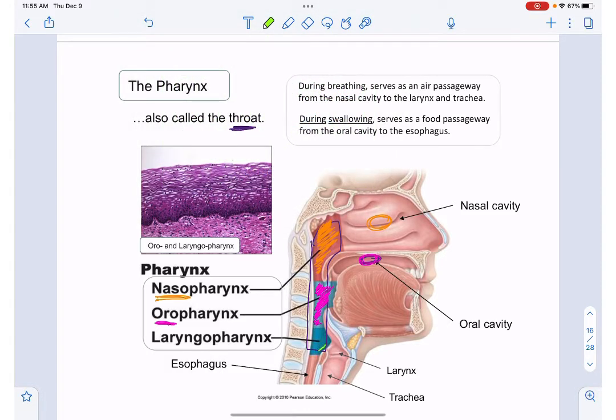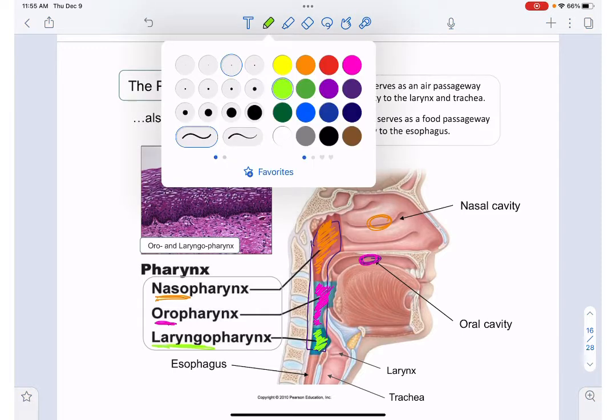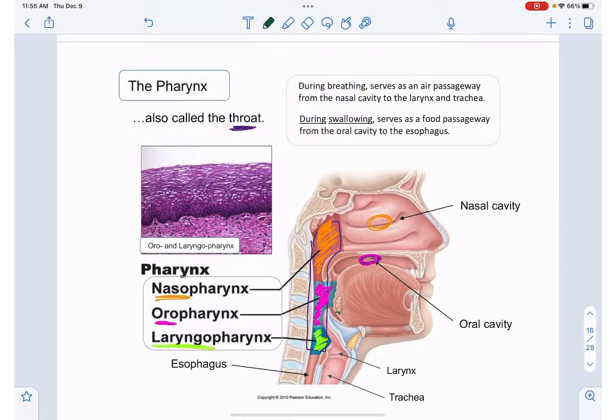And then the last region is called the laryngopharynx. And the reason it's called the laryngopharynx is because it's right in back of this structure right here, which is part of the respiratory system that we call the larynx. And the larynx is composed of a bunch of different cartilages and ligaments, and it serves as the passageway for air down into the trachea. And you also have the vocal folds or the vocal cords that are located in the larynx.